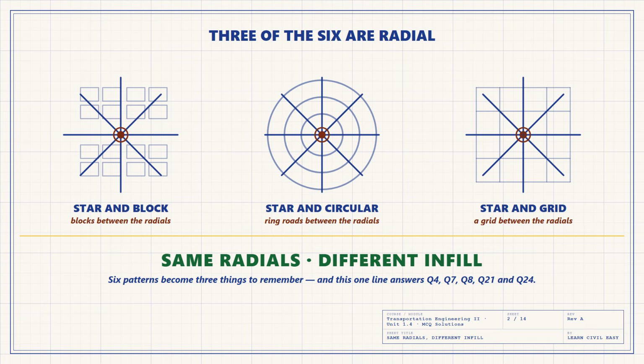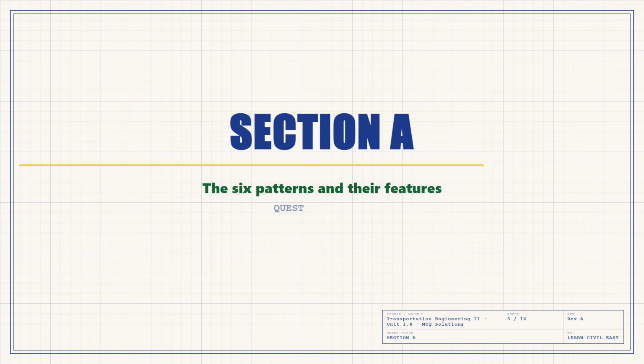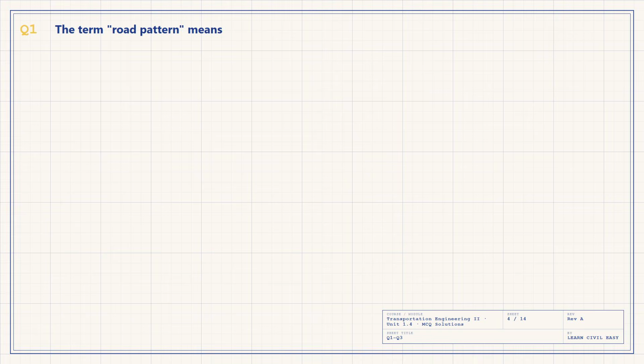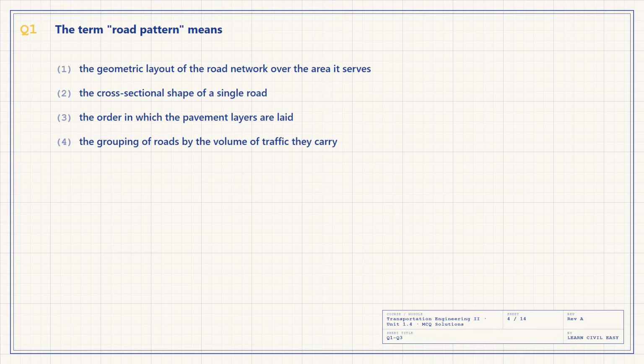Now section A. The 6 patterns and their features. 10 questions. Question 1. The term road pattern means option 1, the geometric layout or arrangement of the road network over the area it serves.